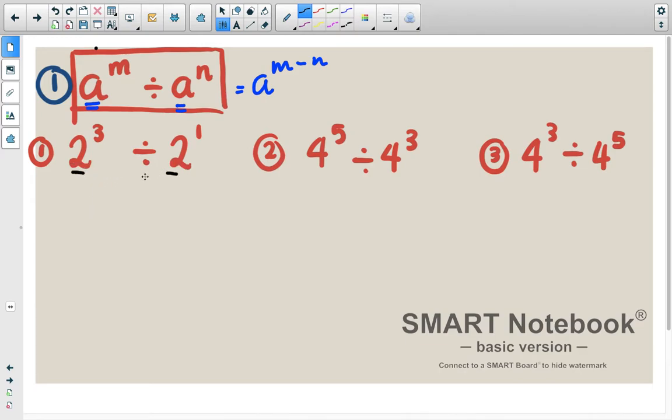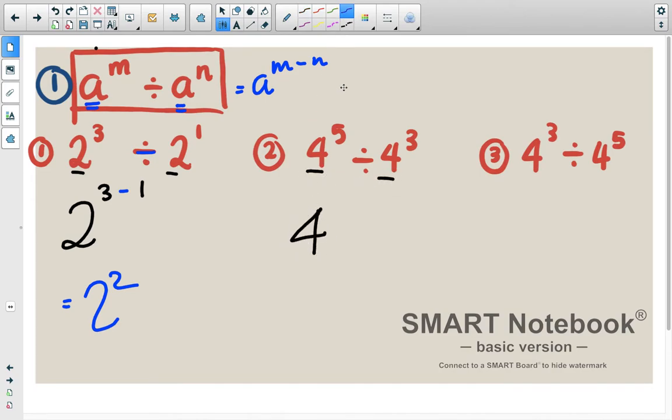Okay, base dia sama, betul tak? So 2^3 dan dia punya power lagi 1 adalah 1. So apa hubung kait dia? Dia adalah bahagi, so dia akan jadi tolak, sama dengan 2^2. Okay, looks simple, right? So this one also, adakah base dia sama? Betul, base dia sama, kita boleh letak 4 terus dan dia punya power adalah 5 dan 3. So antara mereka adalah bahagi. So this one will be tolak, is equal to 4^2.